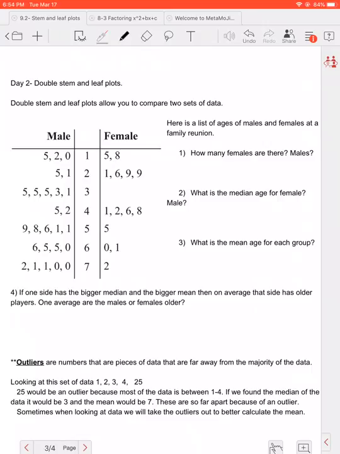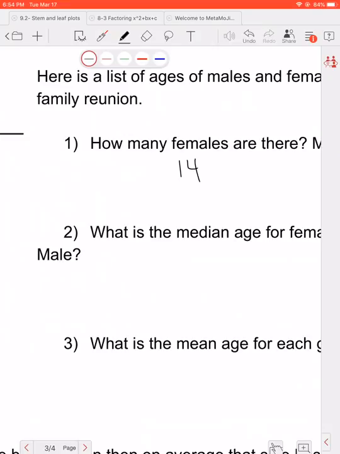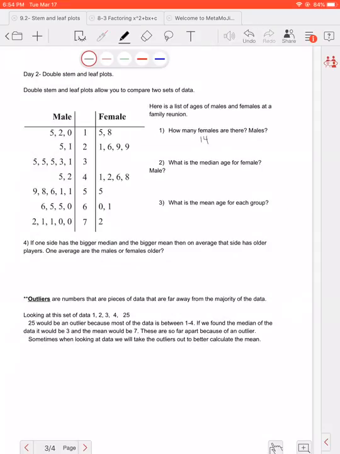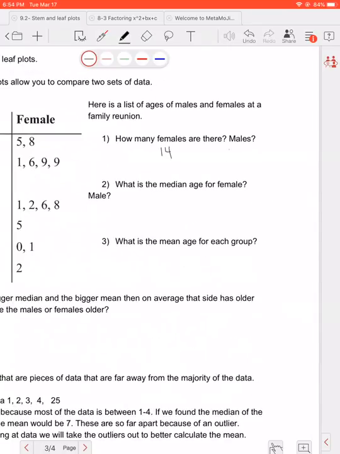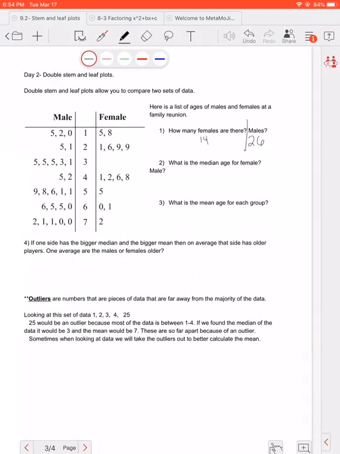Now, just for number wise, I'm just going to count. So I have 1, 2, 3, 4, 5, 6, 7, 8, 9, 10, 11, 12, 13, 14 females. So we have 14 females. Okay, and again, we're going to count for males. So we have 1, 2, 3, 4, 5, 6, 7, 8, 9, 10, 11, 12, 13, 14, 15, 16, 17, 18, 19, 20, 21, 22, 23, 24, 25, 26 males. Okay, so 14 females versus 26 males, so a lot more males at this party.